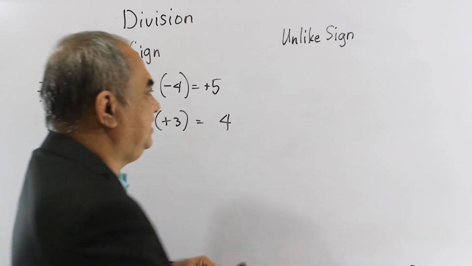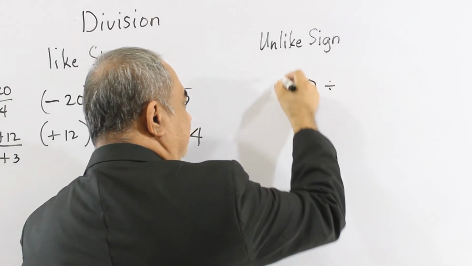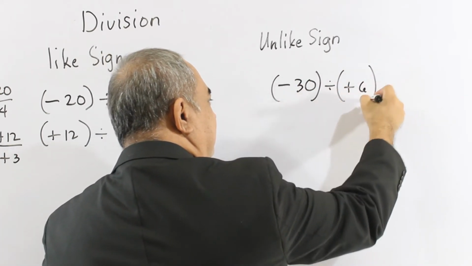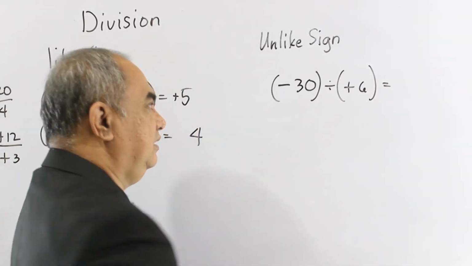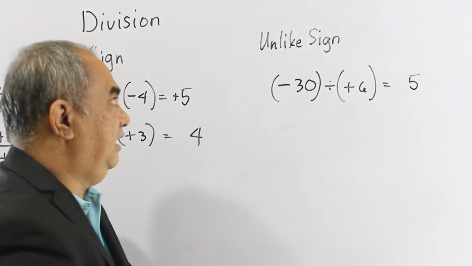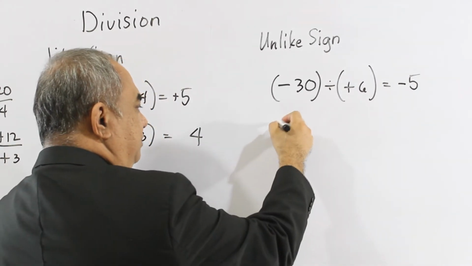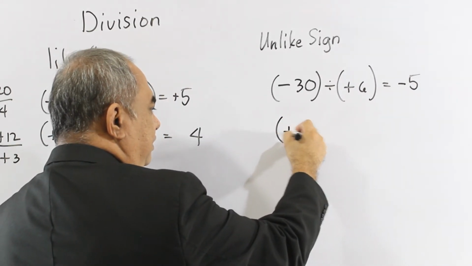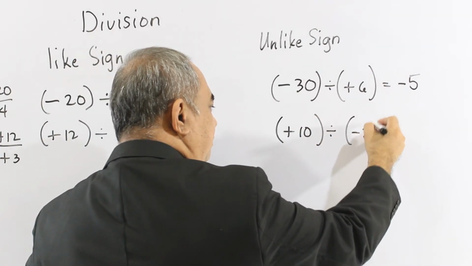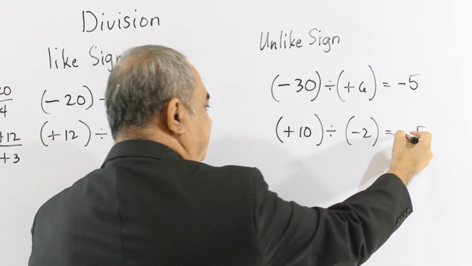Okay, let's go to the unlike sign. Say we have negative 30 divided by, let's put a parenthesis here, positive 6. We get first the quotient. The answer is 5. And then since the two numbers have unlike sign, we say that this is negative. One more example, we have positive 10 divided by negative 2. The quotient of this is again 5, and the sign is negative.